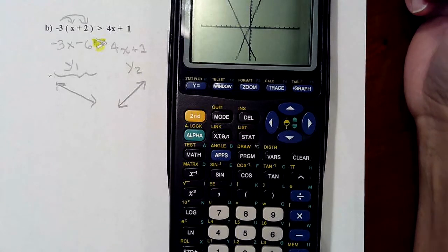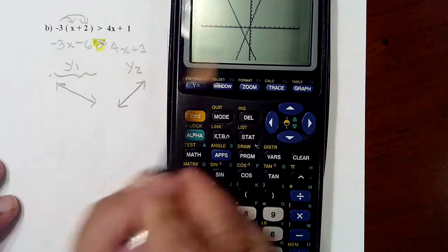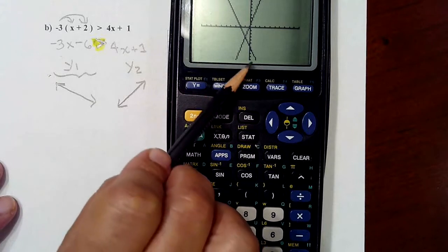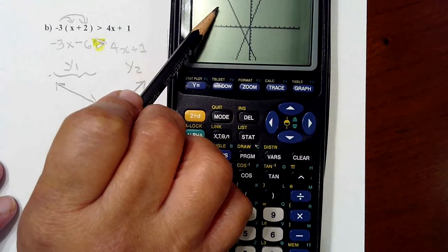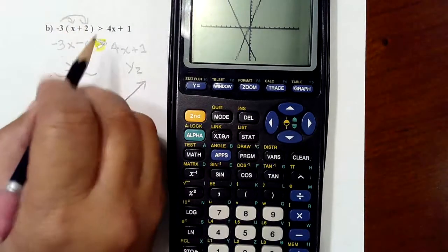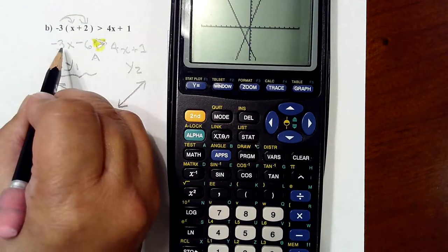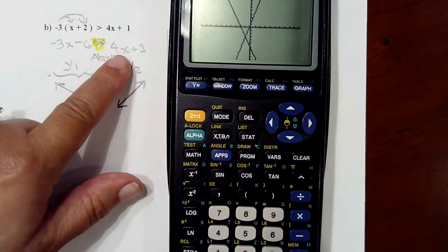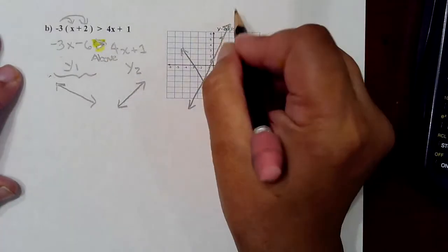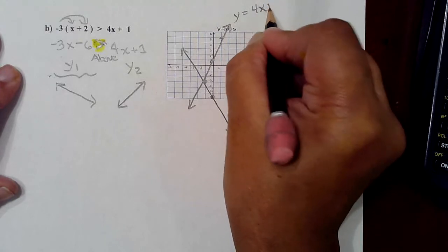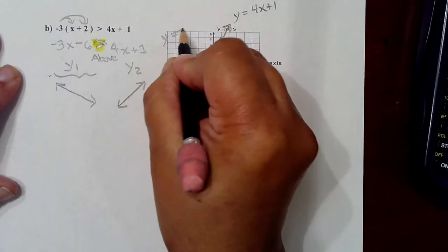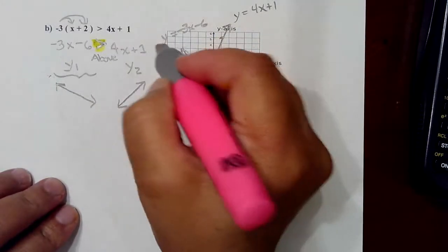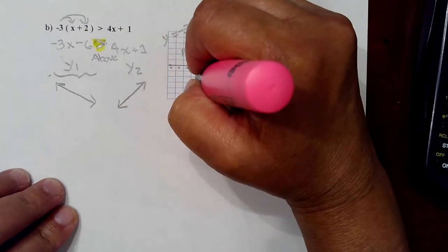Now you are looking for the portion where the line that climbs to the left, the one with the negative slope, which would be this negative 3x minus 6, you want to know where this line is above the other line, and that's what the greater than means. Where is this line, the one that points off to the left, above the line that has a positive slope? This is the line 4x plus 1. This is the line negative 3x minus 6. So the portion of this line that's above this line would be right here.